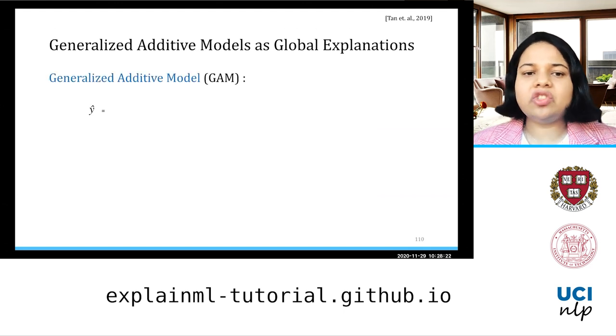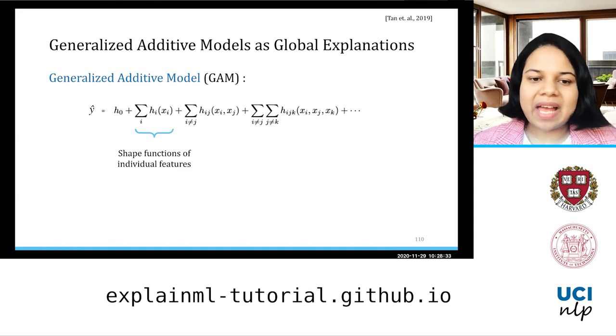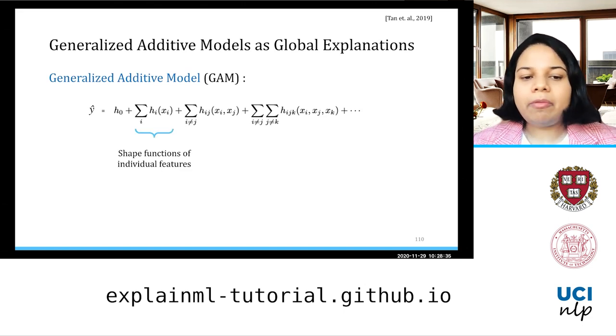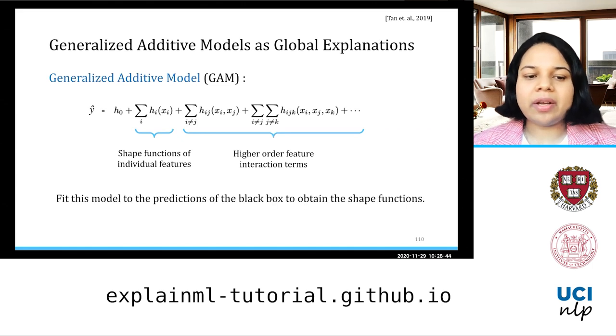Now, how do we actually generate these shape functions? That is thanks to this generalized additive model formulation, which basically models the outcome variable as a sum of shape functions of individual features and higher order feature interaction terms. Okay. Now, we basically fit such a GAM, or such a generalized additive model, to the predictions of the black box to obtain the shape functions that we just saw in the previous slides.